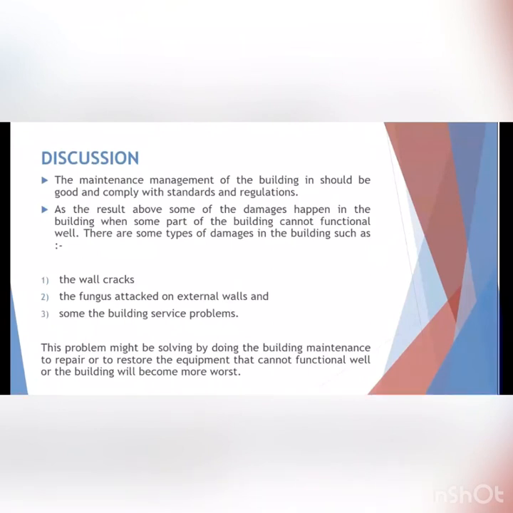shows that some of the buildings cannot function well. As you can see, the wall cracks, the fungus attack on the external wall, and some building service problems. So the problem might be solved by doing building maintenance to repair or restore it so the building can function very well, and the students can be in the comfort zone. Or the building might become worse if no action is taken by the maintenance staff.